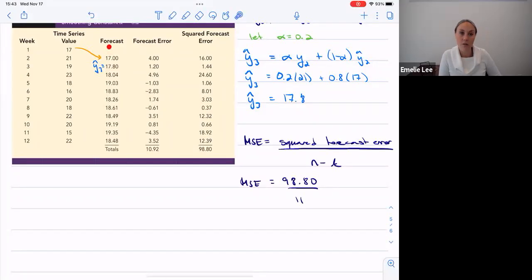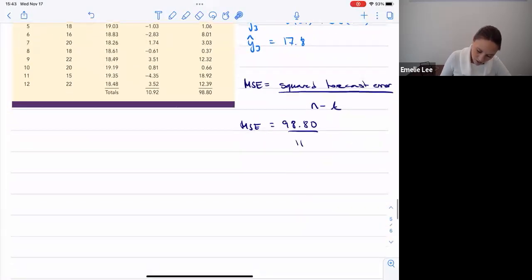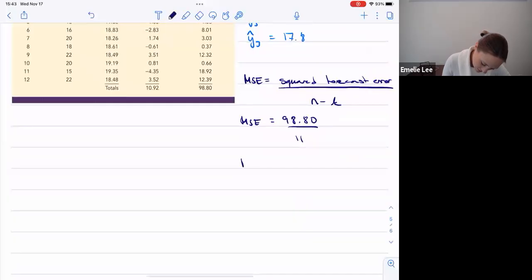Because we didn't forecast the first week, but that's it, right? And you could just take the average of these, right? So you could just take the average, add up 16 plus 1.44 plus 24.6, and so on. It gives you the total, so that's why I'm just jumping right to it. But what we get is a mean squared error of 98.8 divided by 11, which puts me at 8.9818 repeating.